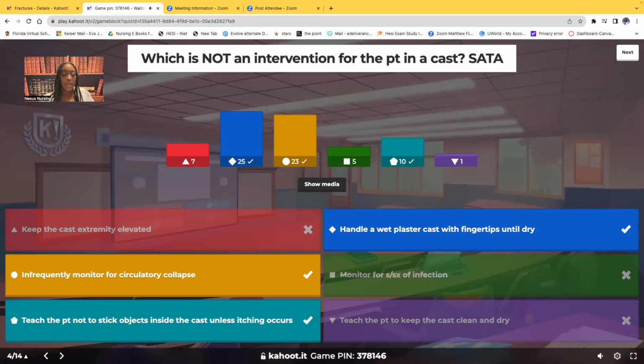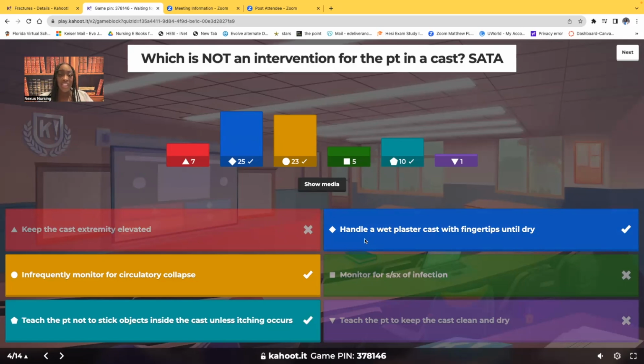Okay, let's talk about it. So let's talk about the correct answers first. We're looking for things that are not nursing interventions for the patient who's in a cast, and it's going to be 3 of them. You are not going to handle a wet plaster cast with the fingertips. Absolutely not. What are you going to handle them with? Your palms. Because when you use your fingertips, you can cause indentations in that cast.